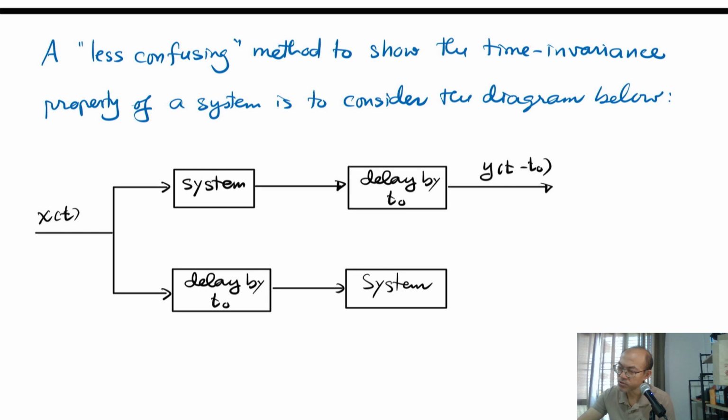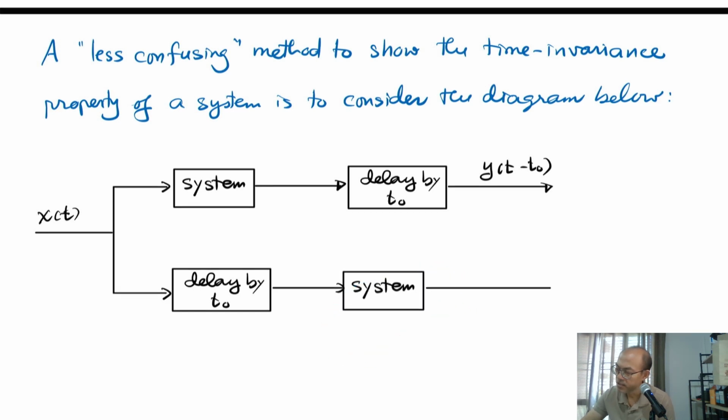And what comes out of the lower path, let me copy it. Now, what comes out of the lower path would be x of t minus t0. Now for the system to be time invariant, this has to be the same. This is A and this is B, right?